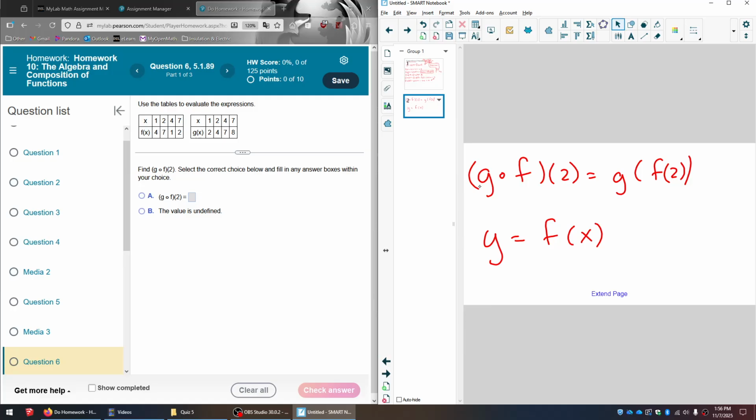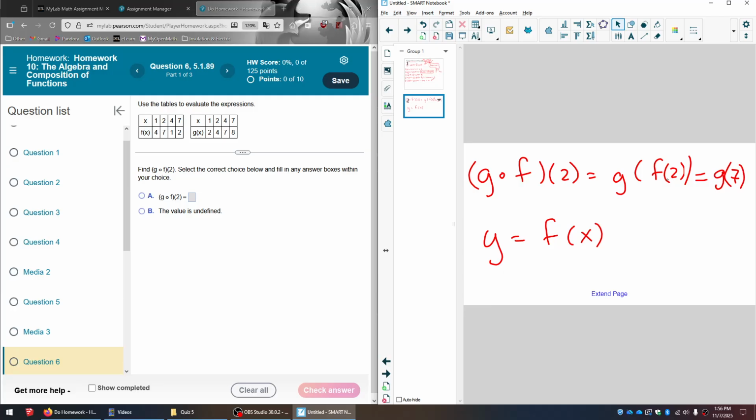So if I want to find f of 2, for example, I go over to the table for f, and I say, well, my input needs to be a 2. Okay, so there's x equals 2. What's the output with that 2? Oh, that's a 7. So f of 2 is 7. So this just becomes g of 7 like that.